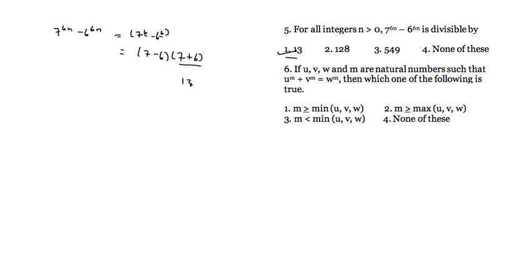Now let's look at the sixth question. You have an equation u raised to m plus v raised to m is equal to w raised to m. And you have to find the relationship of m with respect to u, v and w, whether m is more than them or less than them, etc.